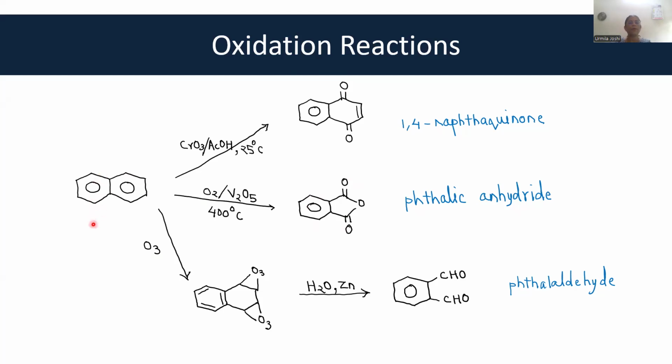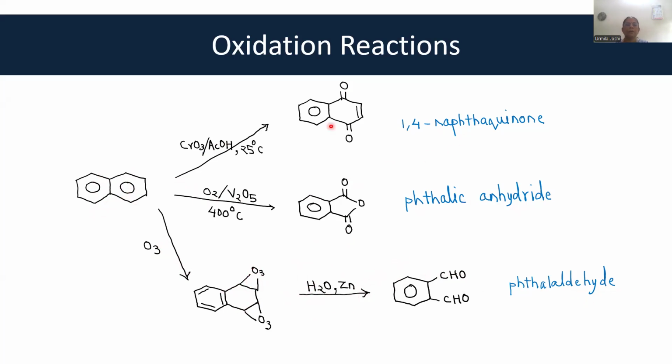Then, when naphthalene is treated with ozone, the two double bonds here at naphthalene react with ozone, and finally the ozonoid breaks down to form phthalaldehyde. The ozonoid breakdown happens in presence of zinc.